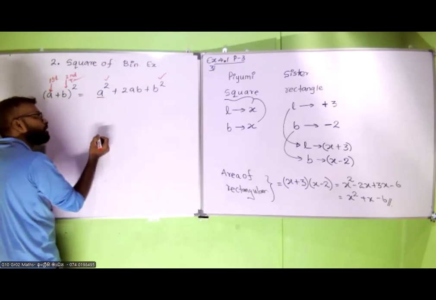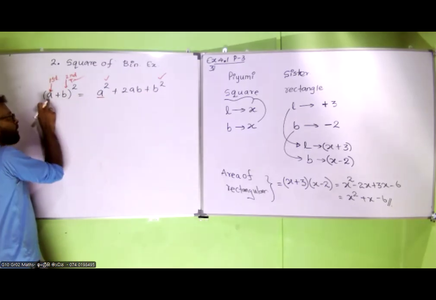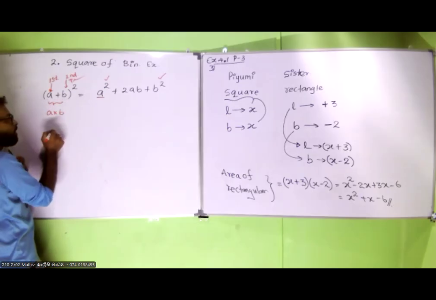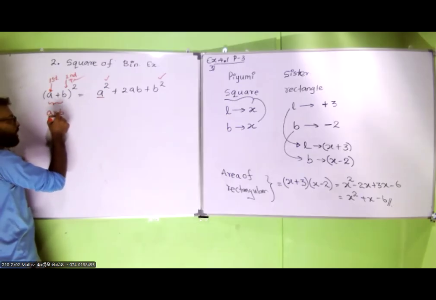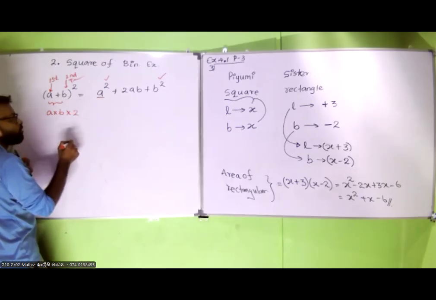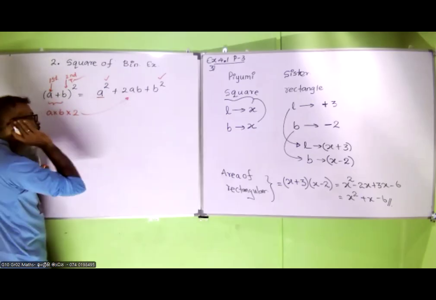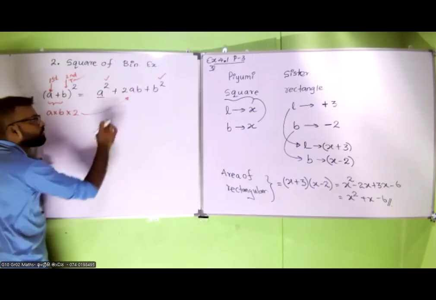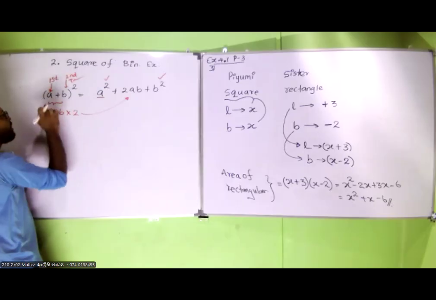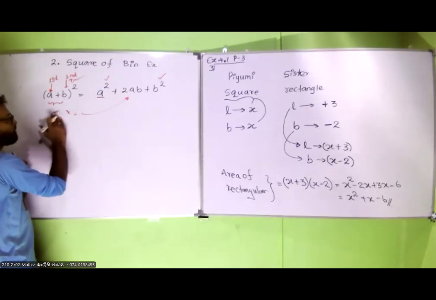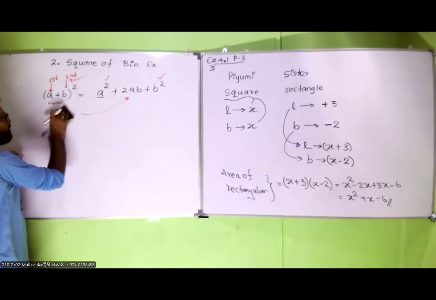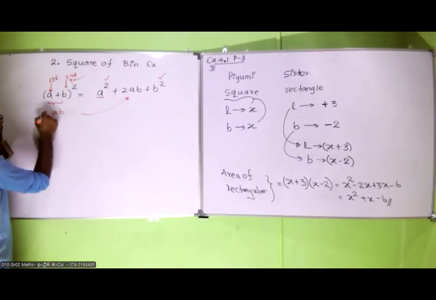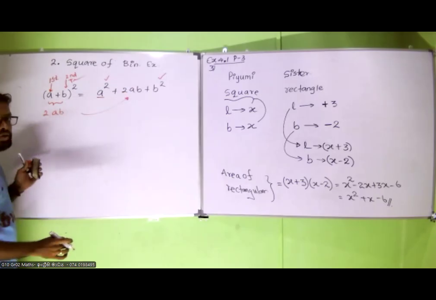How to obtain the middle? Get the multiplication of these two, a into b, and multiply this by 2, so that you can obtain 2 times ab. 2 times the product of a and b. ab multiplied by 2. So the middle term is okay.